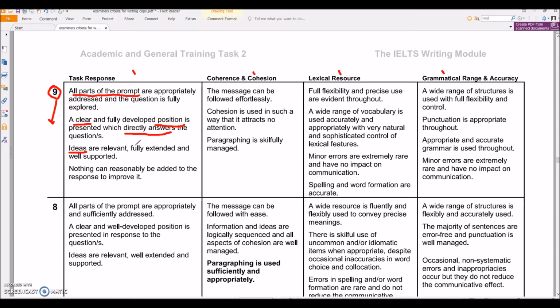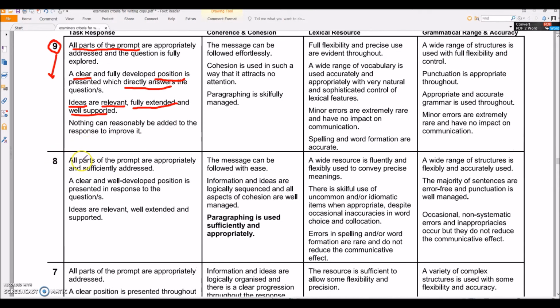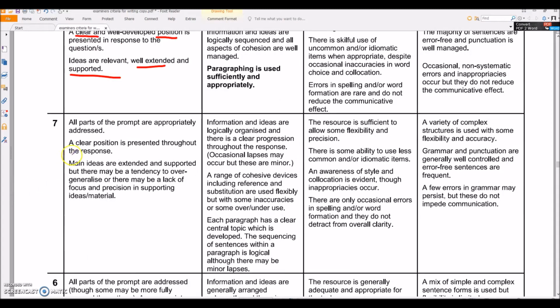Ideas. This is why the planning stage matters: analyze, think, and then you can start. So as we see for a band 9, your ideas must be relevant and pertinent, completely fully extended and well supported. Now as we go down, all parts of the prompt maybe are not explored as completely as a band 9, but still we want a clear, well-developed position. Ideas are relevant, well extended and supported.